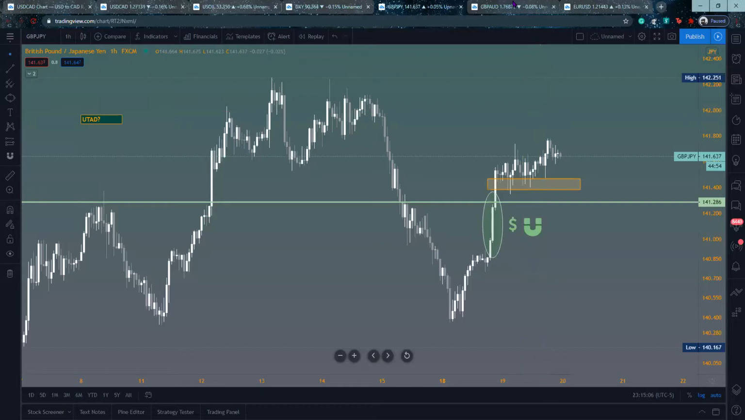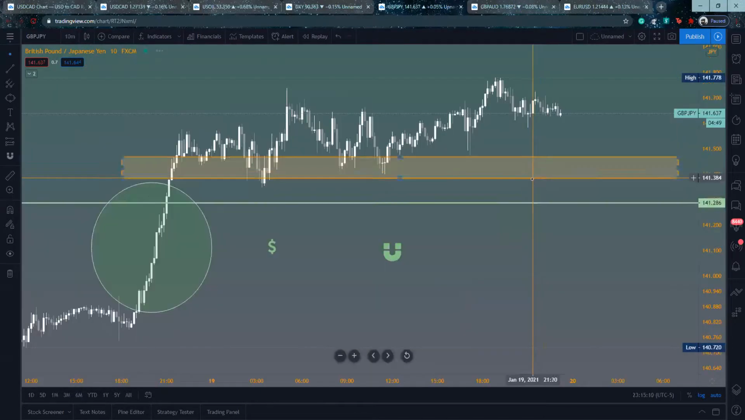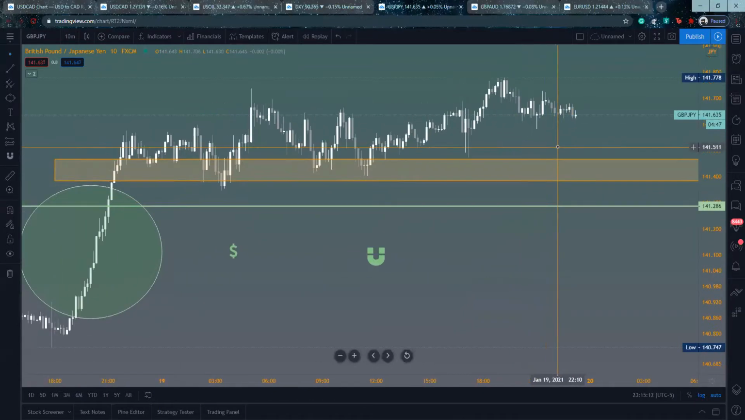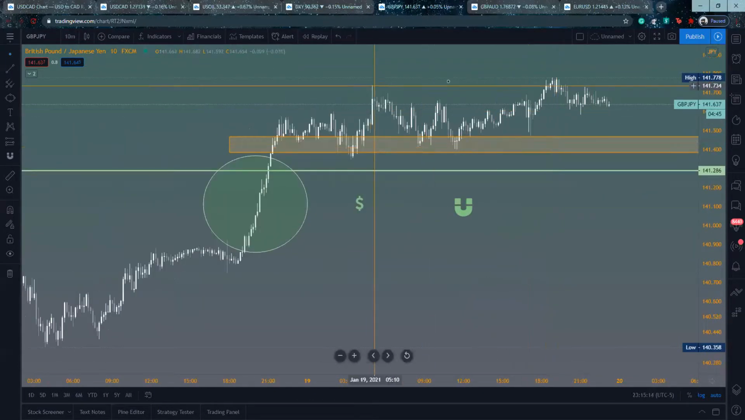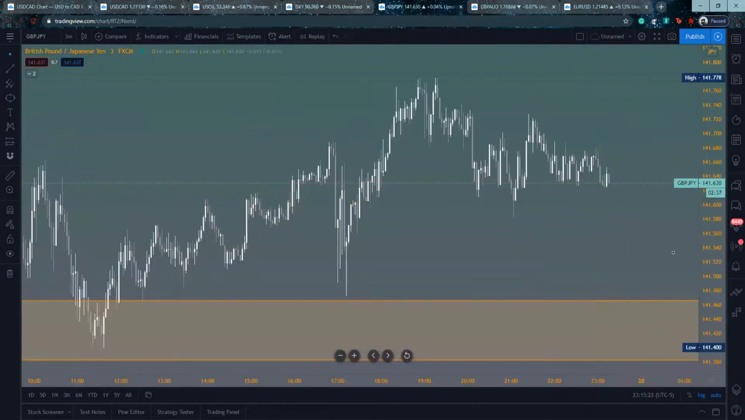With that mindset in mind, I think that if we go down to the lower time frames, more than likely we may see some distribution here. So we see this take off from the higher time frames. Now let's see if we go to the 3-minute and if we see something different.